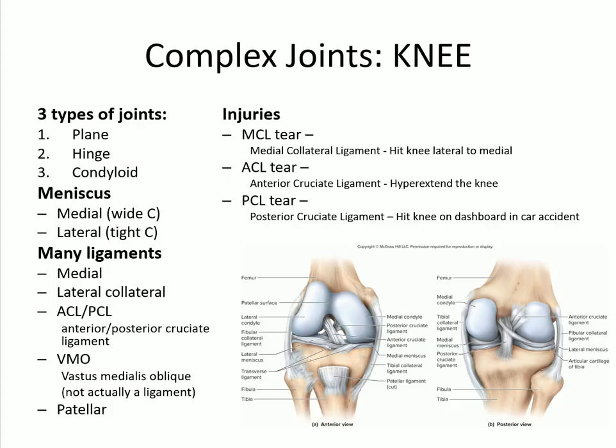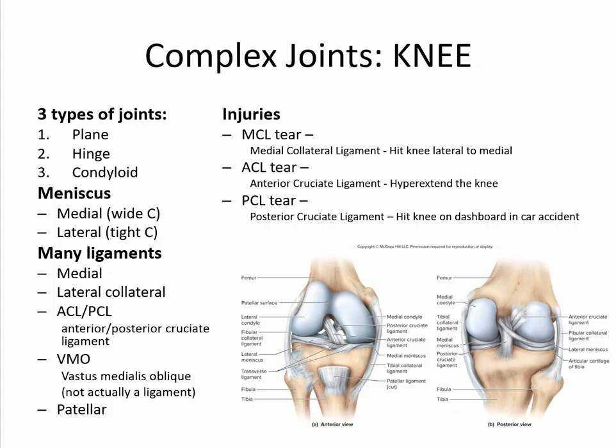So the knee has 3 types of joints. It's got plane joints, hinge joints, and condyloid joints. The end of the femur actually has 2 condyles that articulate with the tibia, condyloid. Your knee, think about how it hinges. You can bend it, you can straighten it, hinge joint.